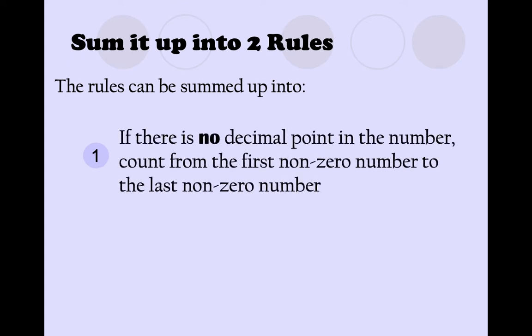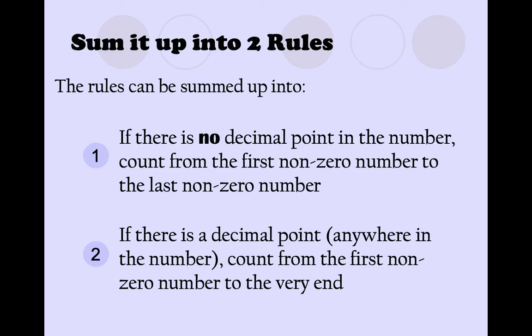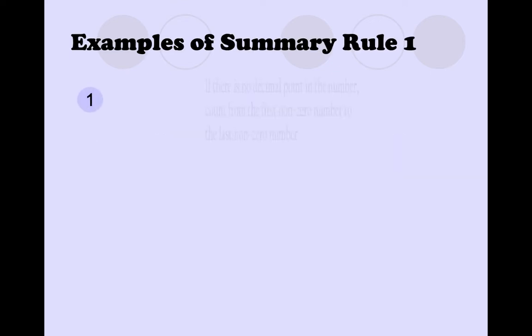Number one, if there is no decimal point in the number or the measurement, you count from the first non-zero number to the last non-zero number. If there is a decimal point, again, you start at the first non-zero and you count to the end of the measurement. Let's look at some examples.